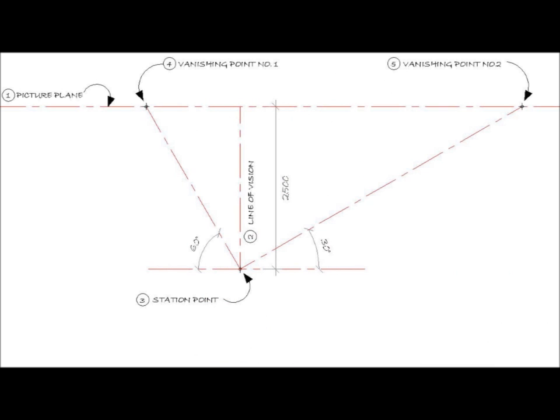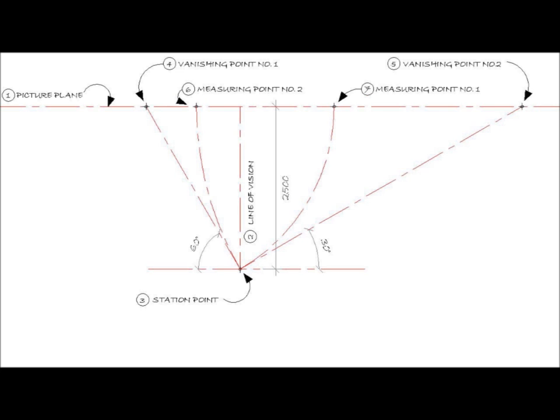To start with the drawing, we first mark out the picture plane, then the line of vision a little to the left side of the paper, on which we mark the standing point from the picture plane as given in the initial drawing. From the station point, we draw a line at 60 degrees, which is our perspective angle. This line should intersect the picture plane to get the vanishing point number 1. On the right hand side, draw a line from the station point at an angle of 30 degrees to intersect the picture plane to give you the vanishing point number 2.